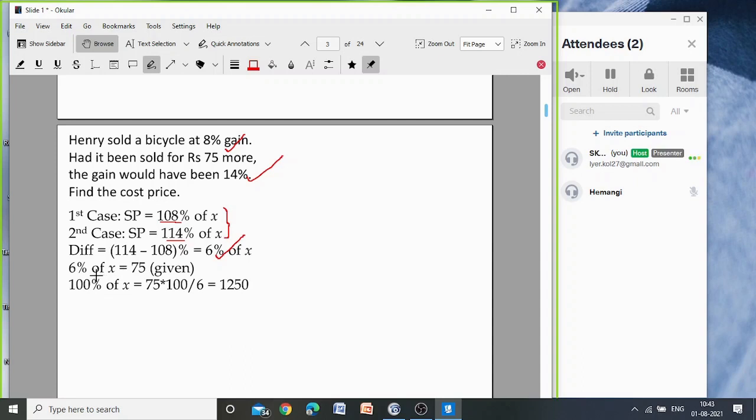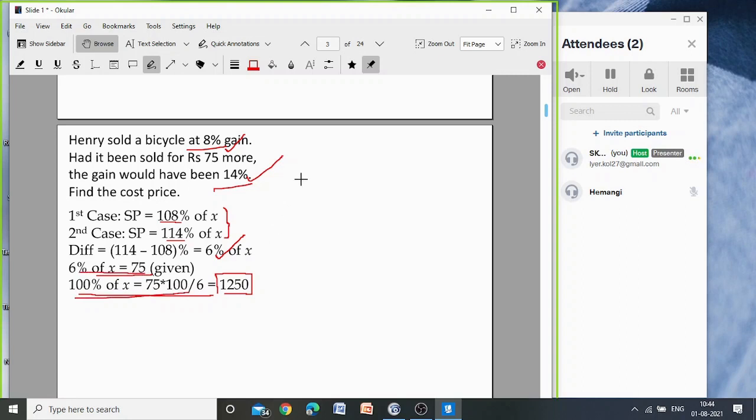So 6% is 75. So how much is 100%? Because 100% is the cost price. By unitary method, simple. 6% equal to 75. So 1% will be 75 divided by 6. So 100% will be 75 by 6 into 100. So instead of finding all the x and other things, what we are doing? Simply, it is 8%, it is 14%. The difference is actually 6%.